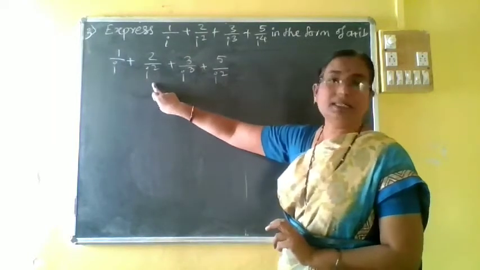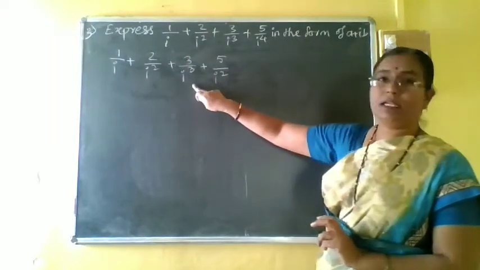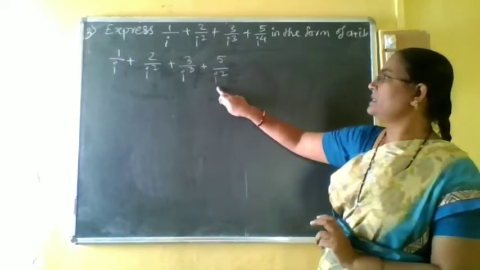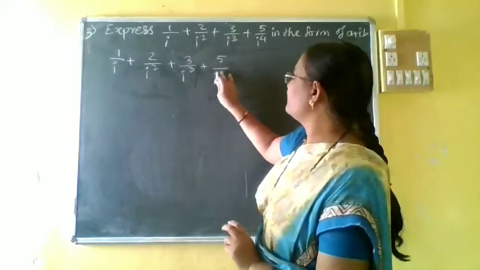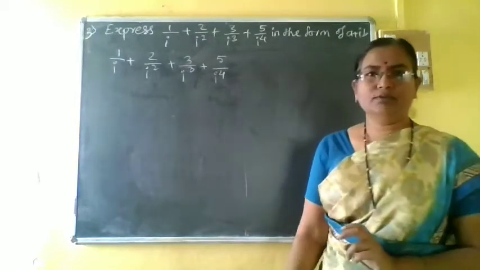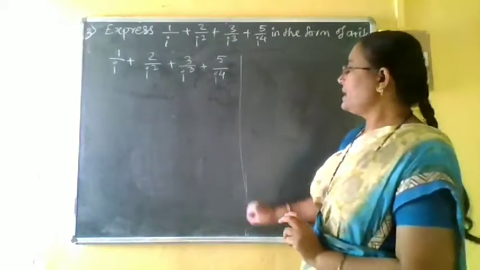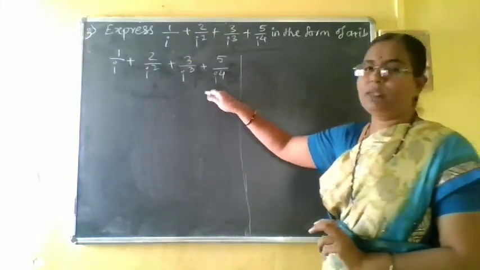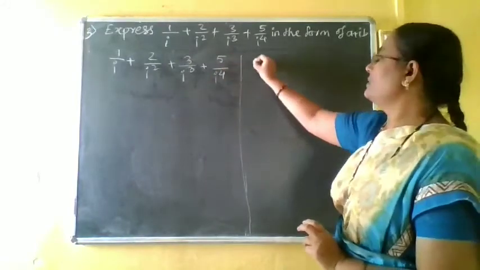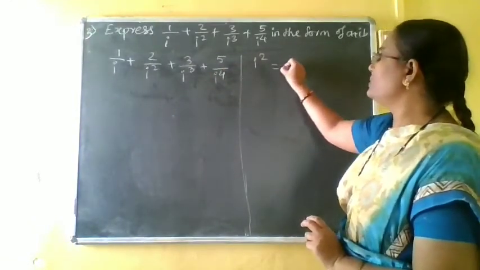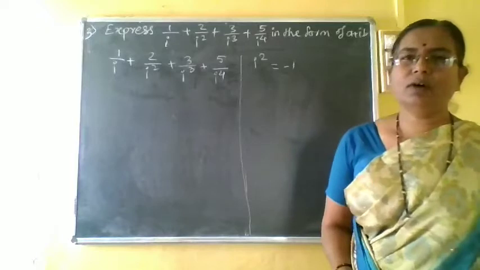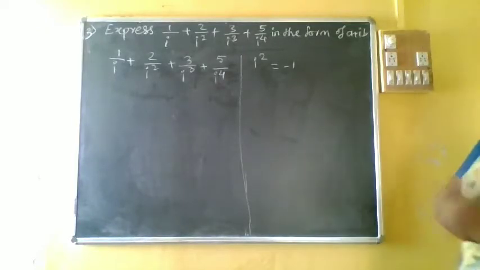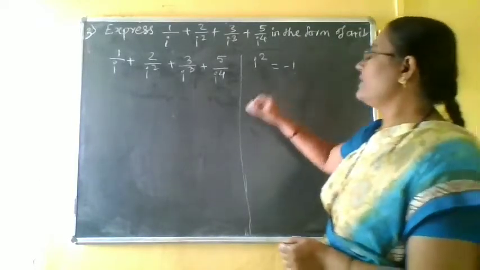Second one is i square, third one is i cube, fourth one is i raised to 4. Let us take the values of all the powers of this i. First, we know i square is equal to minus 1. The value of i square is equal to minus 1.